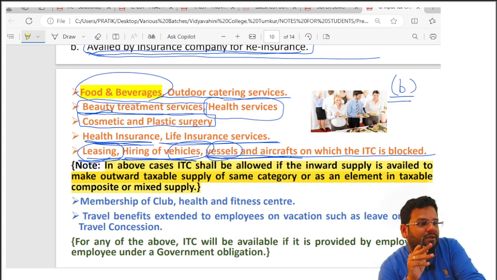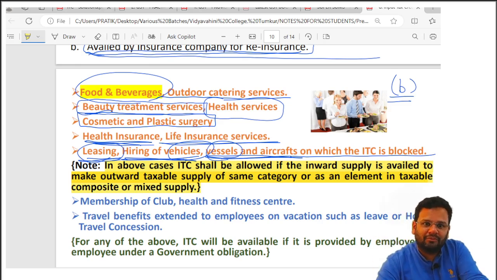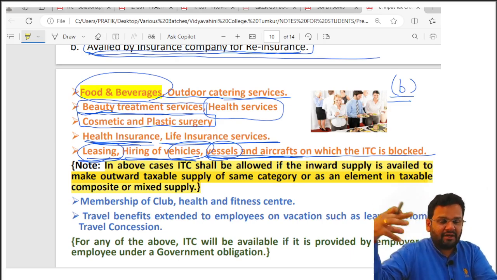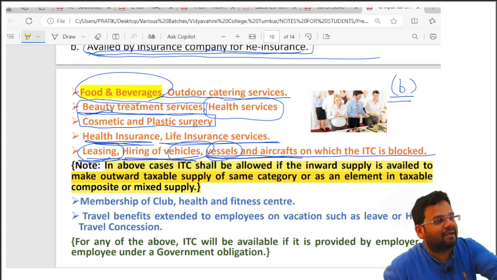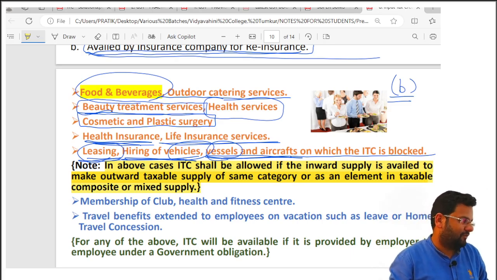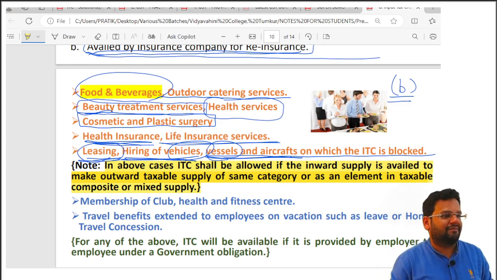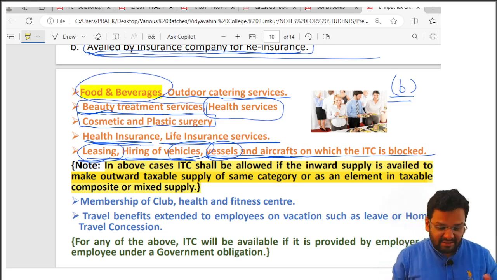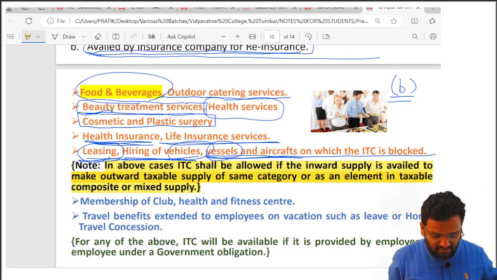I have a shop in which we are selling food items. If in that I purchase food and beverages, will ITC be allowed? Of course, yes. I am purchasing a wafers pack from Lay's company to sell to you, so obviously ITC is allowed. ITC shall be allowed if inward supply is availed to make outward supply of the same category. Food is purchased to sell food, so ITC will be allowed. Obvious. Otherwise, cascading effect. But what is that other part? Or as an element in composite or mixed supply.